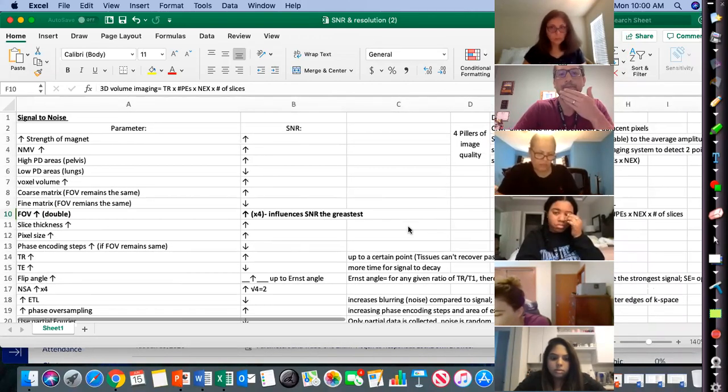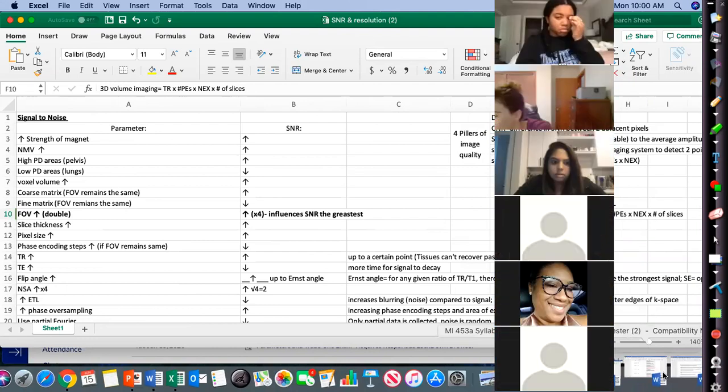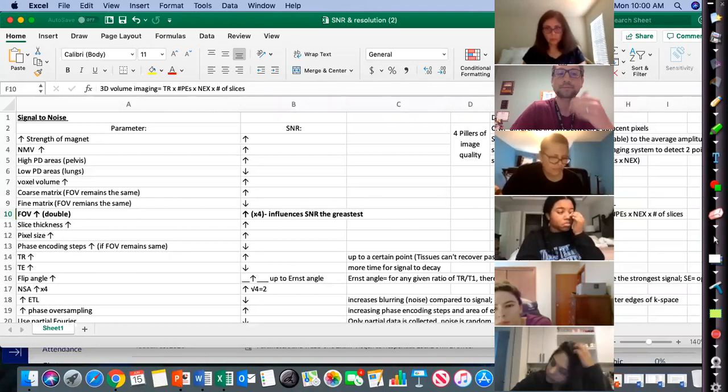Okay. So then we go over here. Any questions about the 4 pillars of imaging and the scan time equations? So make sure you know those definitions, make sure you know what the 4 pillars are, and make sure you know the scan time equations.